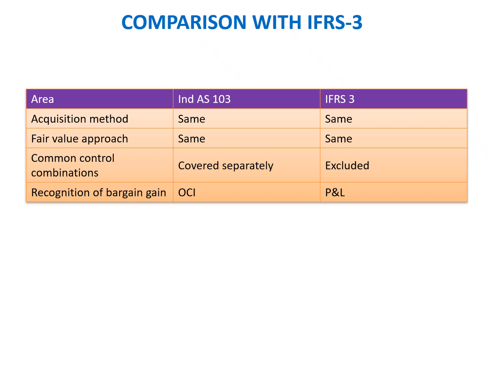Okay, so this is the final slide wherein we are going to show the comparison between Ind AS 103 and IFRS 3. Now, the acquisition method is the same. There is no difference as such. The fair value approach is the same. Common control combination is covered separately in Ind AS 103, as we have seen that we have covered two separate concepts, which are acquisition and the pooling of interest method. But IFRS 3 excludes the pooling of interest method. Recognition of the bargain gain is treated in OCI, but it is treated in P&L under IFRS. So these are two differences between IFRS 3 and Ind AS 103.